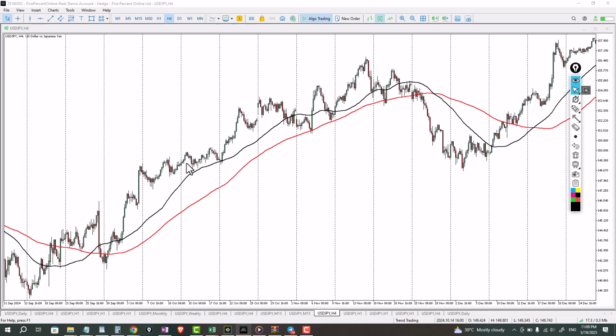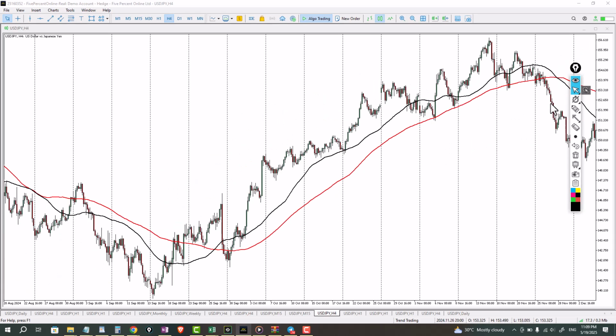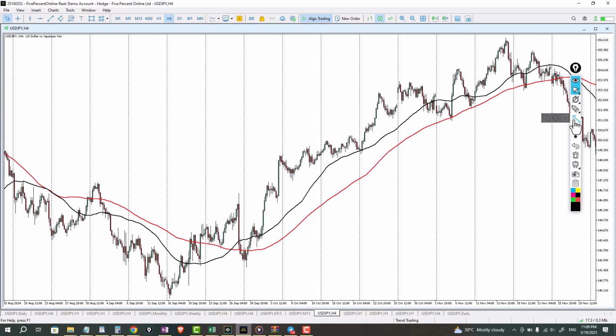Okay, now why am I saying you should pay attention? The reason is because look at another setup we have here. It's the same thing. The black moving average crossed above the red moving average. So we have another long trading signal here.